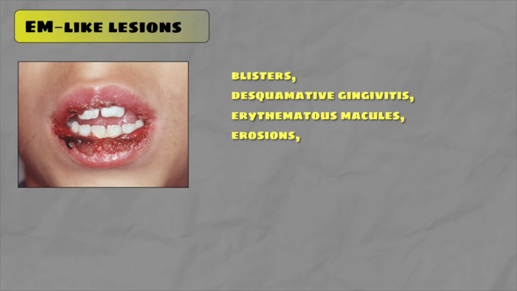Erythema multiforme-like lesions. Erythema multiforme-like lesions are also seen in a few patients. The lesions appear as blisters, desquamative gingivitis, erythematous macules, erosions, and painful cheilitis with hemorrhagic crust on the lips.